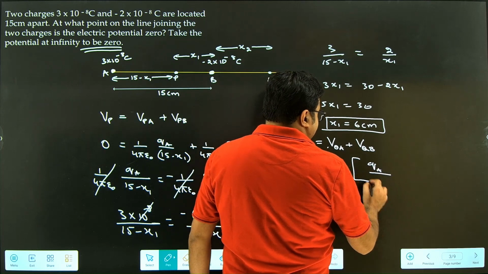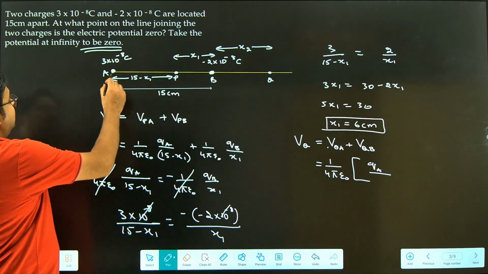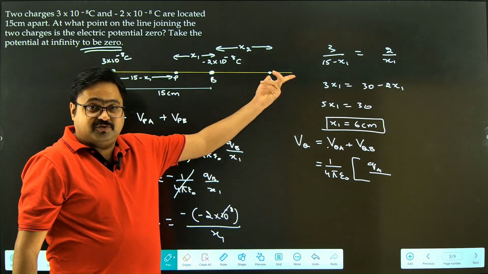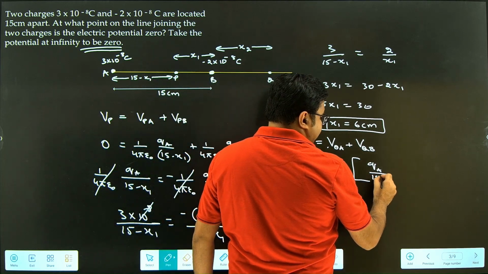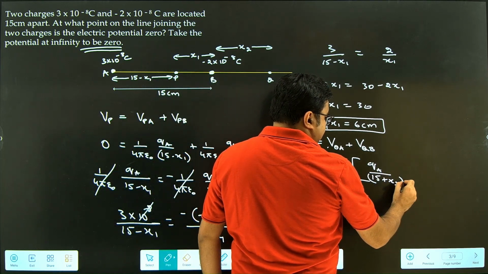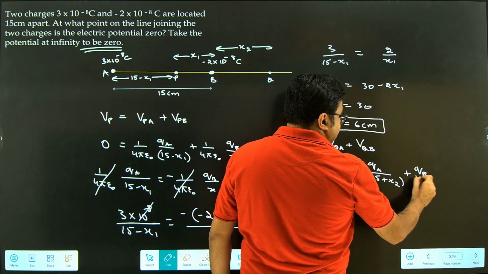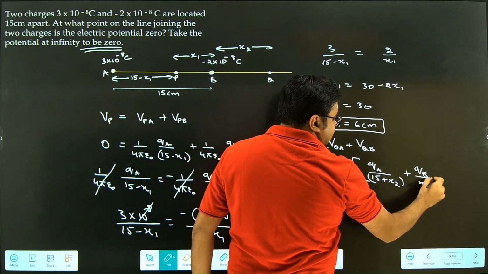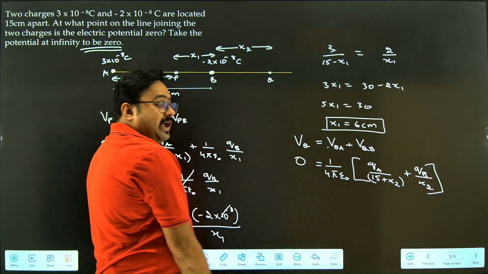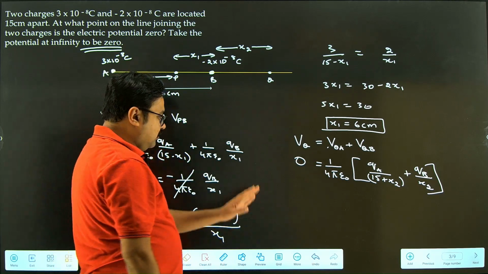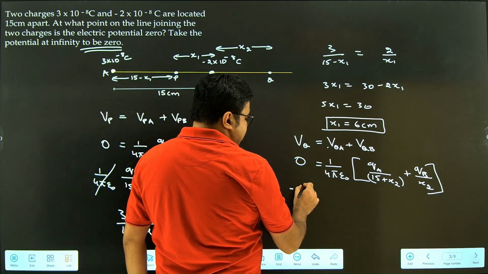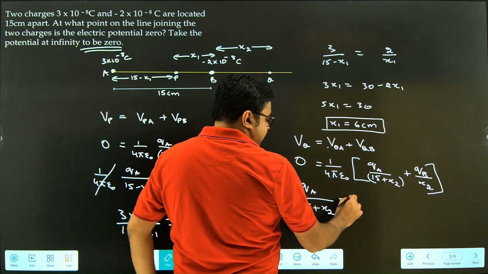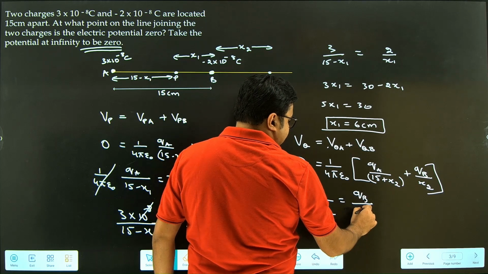QA divided by the distance to point Q. From A, it is 15 plus x2, you see. I shall write it as 15 plus x2. And then I have QB divided by the distance from B to point Q, which is x2. I shall write x2 there. Well, this has to become 0. Cross multiply, and you get a 0. Please transfer it to this side. You have minus QA divided by 15 plus x2 becoming equal to QB divided by x2.